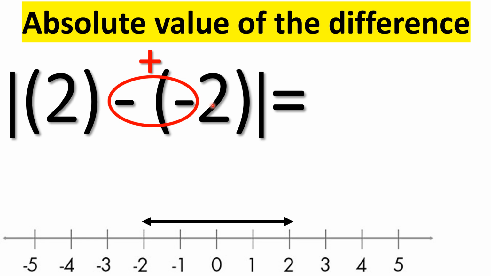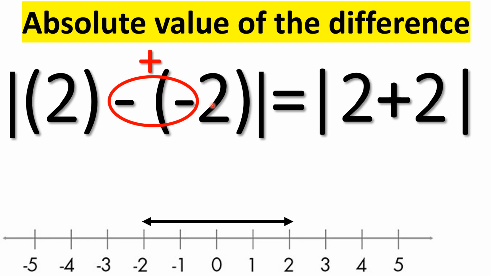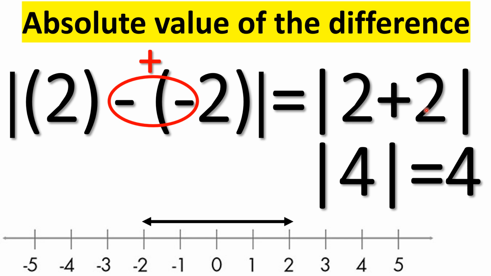So now finish what's inside the absolute value. Now I have the absolute value of 2 plus 2, which is the absolute value of 4, and the absolute value of 4 is 4. Remember, the distance cannot be negative. Finding the absolute value is as if I am telling you what's the distance, so it cannot be a negative number. So the absolute value of 4 is 4.